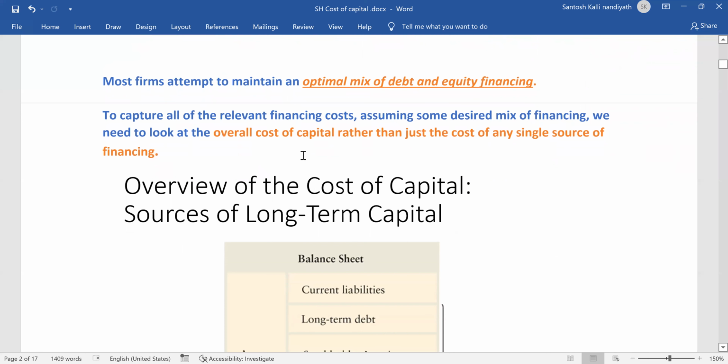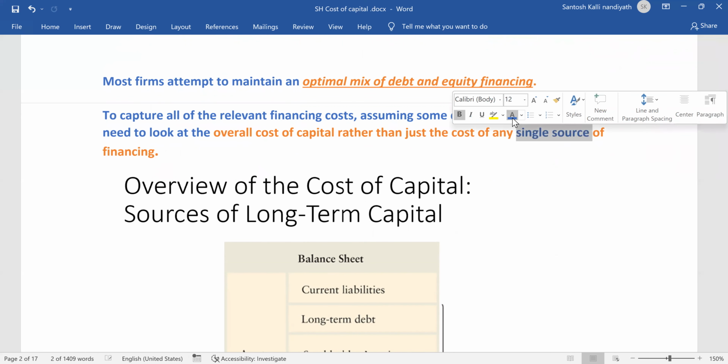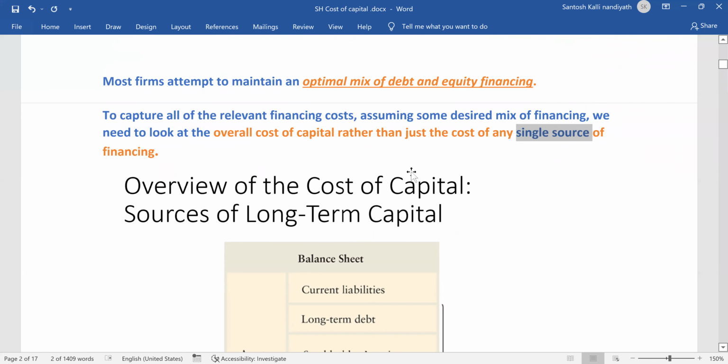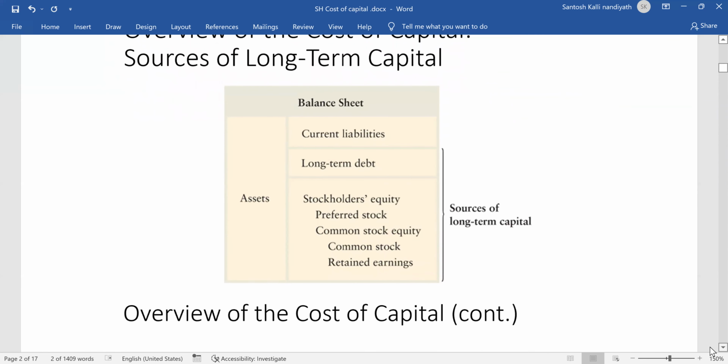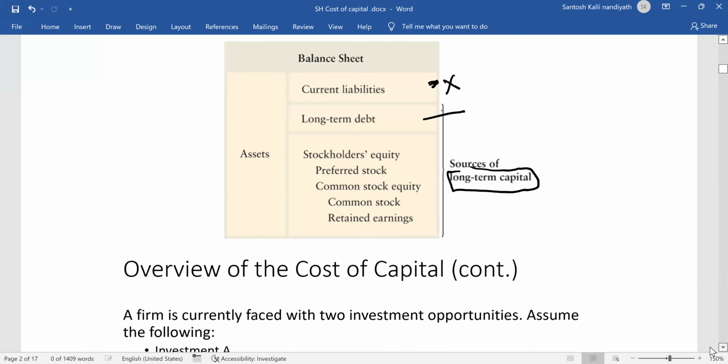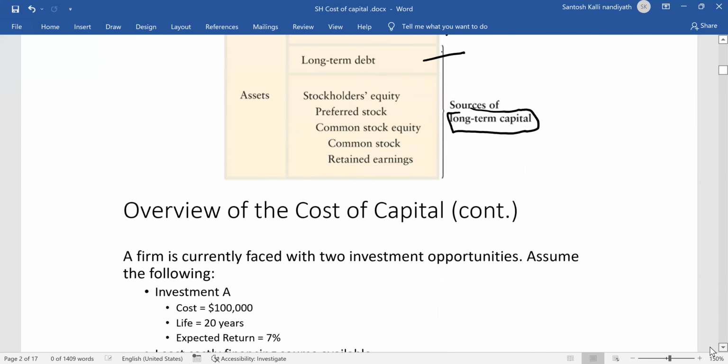A single source is not good, either going for equity only or debt only. Both should be there. This is just showing the sources of financing, which I have told you: long term capital and long term debt. We are not discussing current liability. It's not here in the cost of capital chapter.